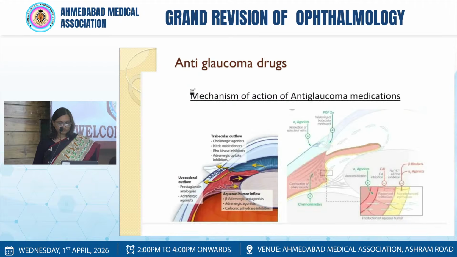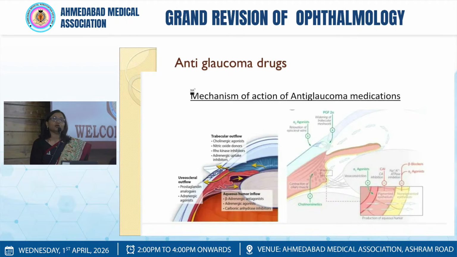The second most common group of drugs which are asked in your viva is anti-glaucoma drugs. I think the figure is visible. So there are mainly two mechanisms of action.